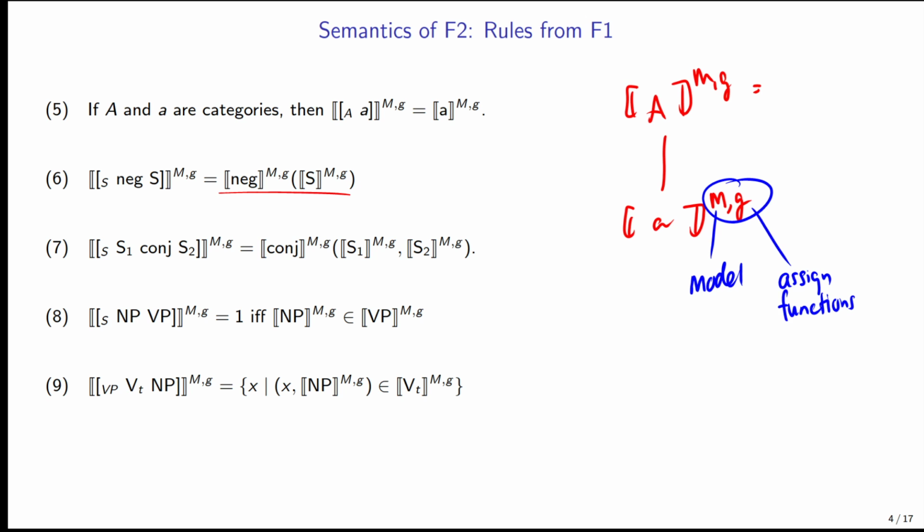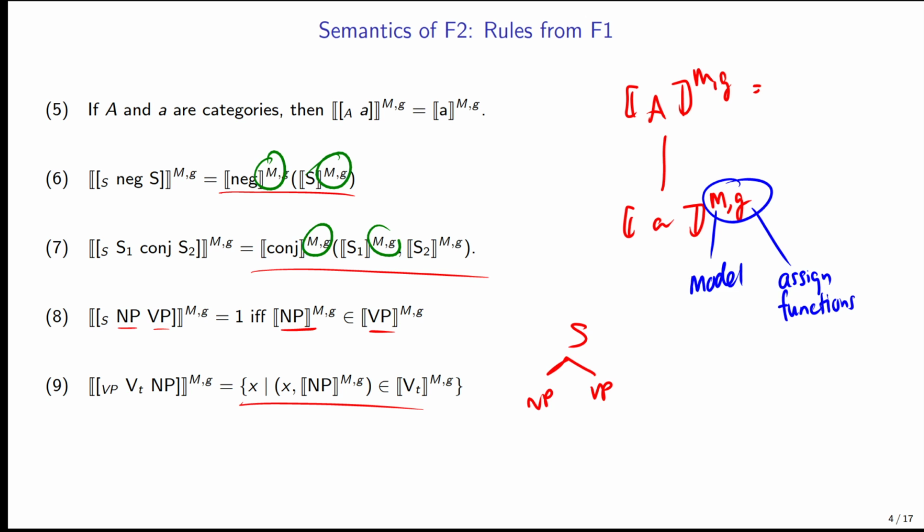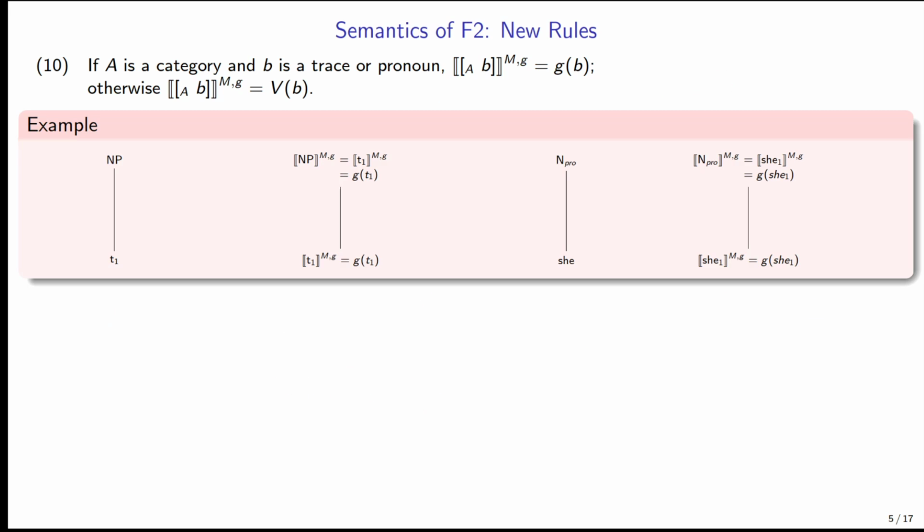We also have a negation rule and a conjunction rule. Now our sentence breaks into a noun phrase and a verb phrase, but our sentence is still true if the noun phrase is an element of the verb phrase, if we have this exact pattern of an NP and a VP. And our rule for transitives is still the same, but keep in mind now we always have a model and an assignment function instead of some situation V. So that's an important difference. Let's talk about the new rules that we have.